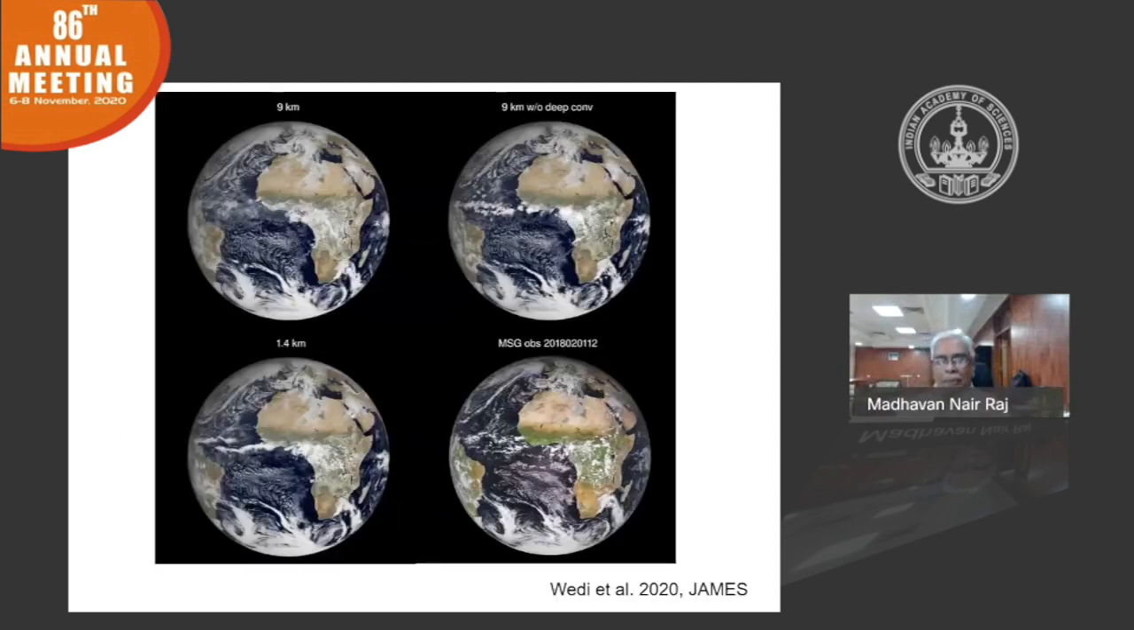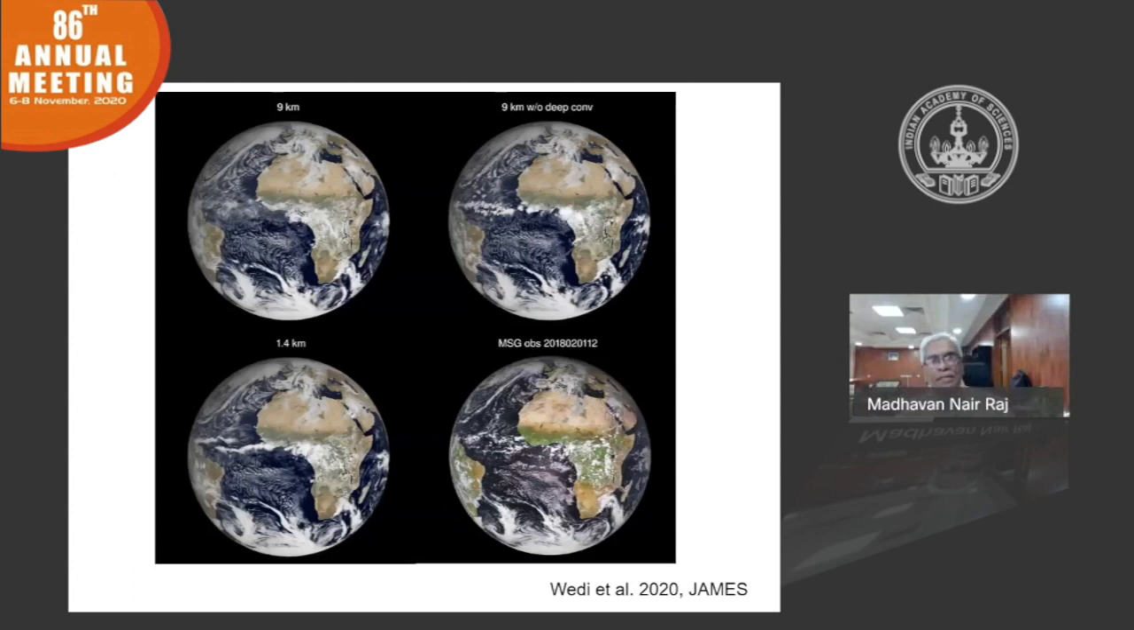And I will show one of the last slides. People have even started developing and running models at 1-kilometer resolution with explicit convection. No parameterization of clouds, how they form and all, but explicit convection in a 1-kilometer global model is a new result that has come. It's very, very interesting, and it has become very popular. Vedi et al., 2020.